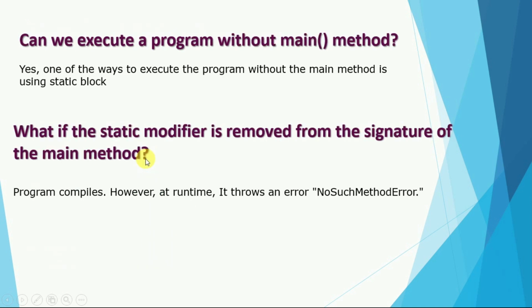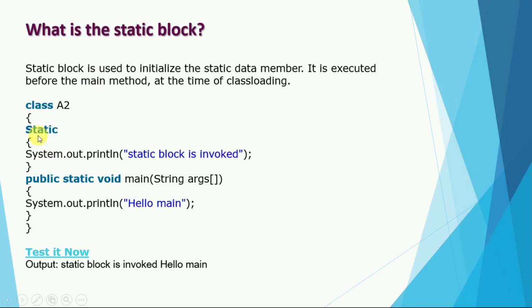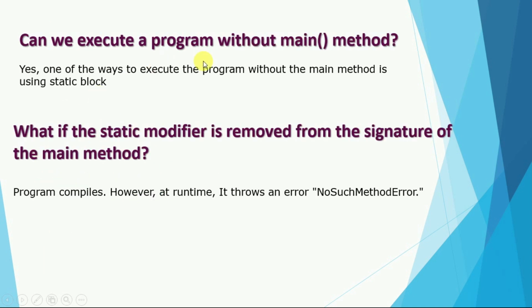Okay, so can we execute a program without main method? Yes, one of the ways to execute a program without the main method is using a static block. We already discussed the static block. Okay, so what if the static modifier is removed from the signature of main method? The program compiles. However, at runtime it throws a no such method error, but the program compiles.